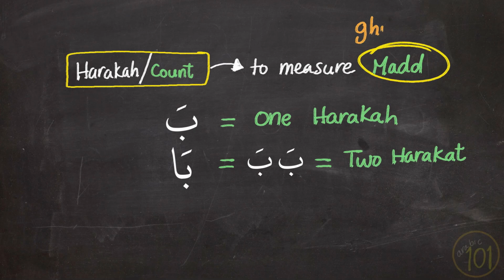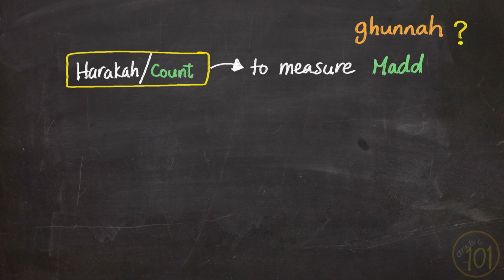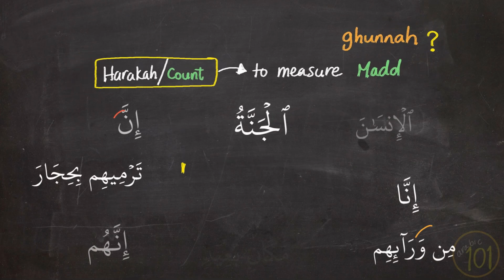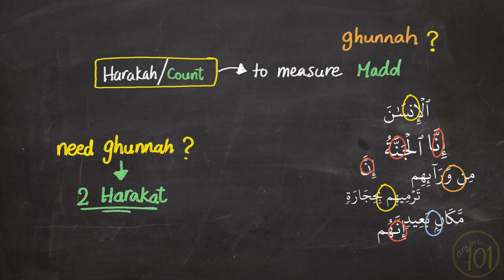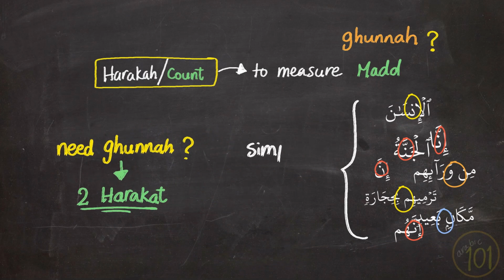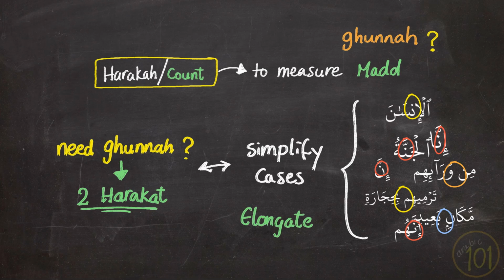But then what about using harakat to measure ghunnah? Well, many tajweed teachers, including lessons here as well, mention counts or harakat as a way to measure ghunnah, specifically 2 harakat. But this is done only to give an idea, especially to beginner learners that have to learn to elongate the sound of ghunnah and not just pass through it without any elongation. But strictly speaking, harakat cannot be used to measure ghunnah.